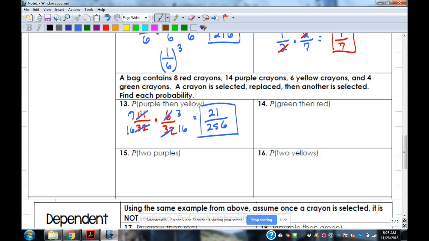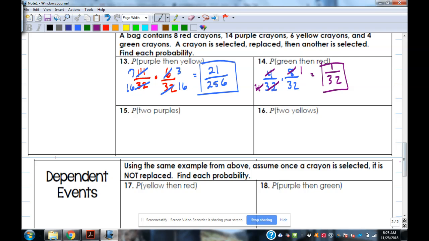Number 14 right there across from it, green then red. What's the probability of green? 4 out of 32, not 8. And then the probability of red, 8 out of 32. Cross cancel a little bit there. One out of 32. Probability of green and red.